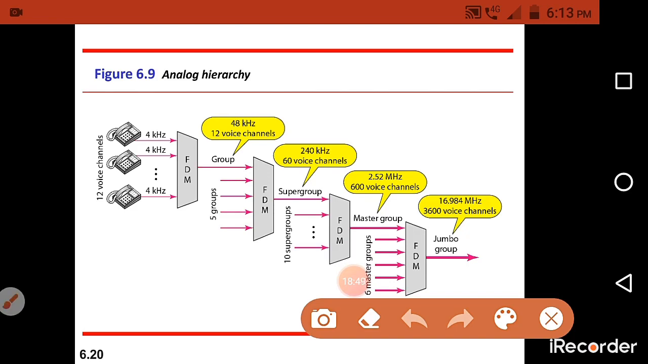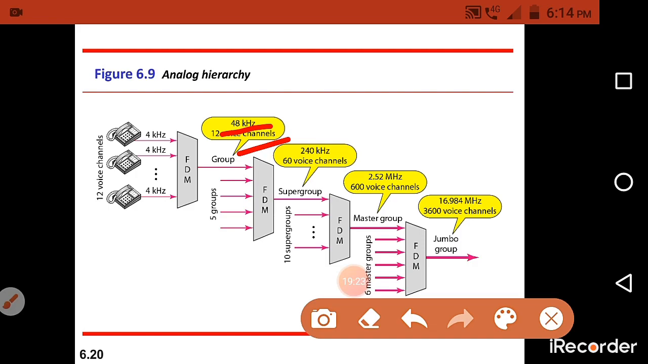After doing the multiplexing, the bandwidth of that multiplexed link will be 48 kilohertz, okay. Because 12 voice channels into 4 is 48 kilohertz. That 48 kilohertz is the bandwidth of the multiplexed channel, okay. So it has 48 kilohertz and 12 voice channels, and that we call a group, okay.